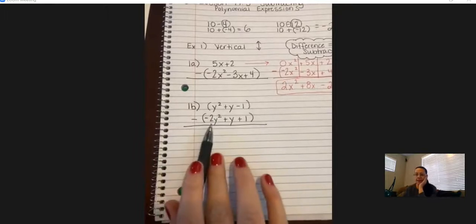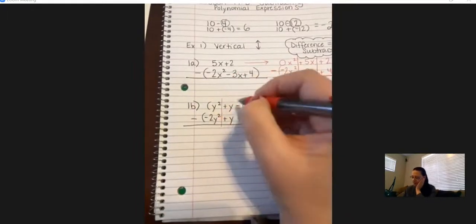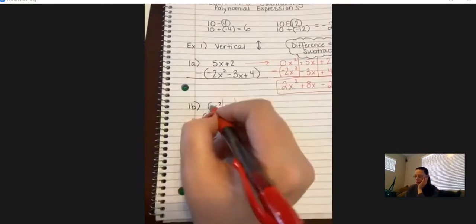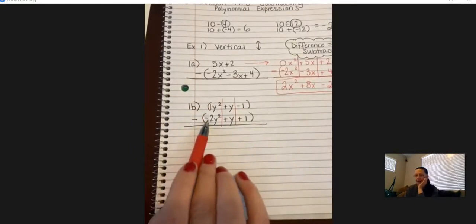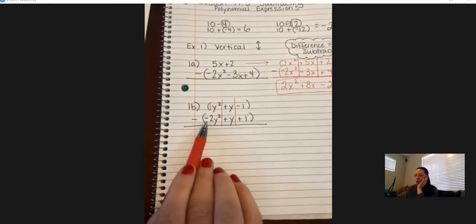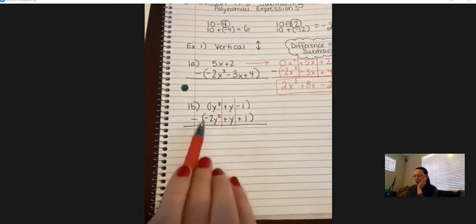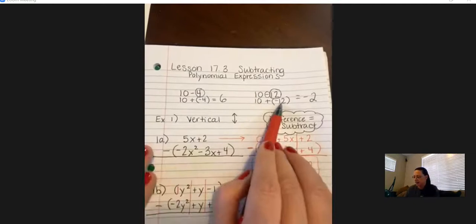Okay, we're subtracting. Right now, this one's nice because it is all lined up. The like terms are stacked already. There's one y squared here. If I have one y squared and I take away negative 2y squared, it's 1 minus negative 2. Or if it helps, change this subtraction into addition and change all the symbols to the opposite symbols. Because remember, subtracting is the same as adding the opposite.